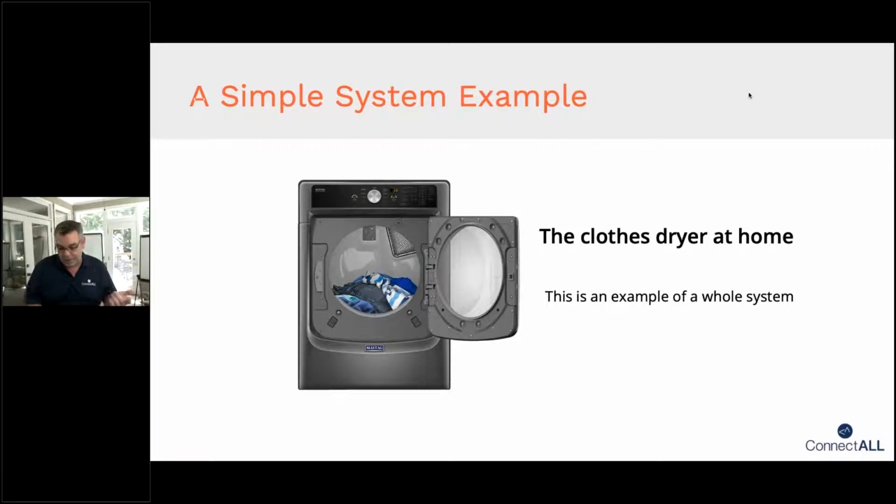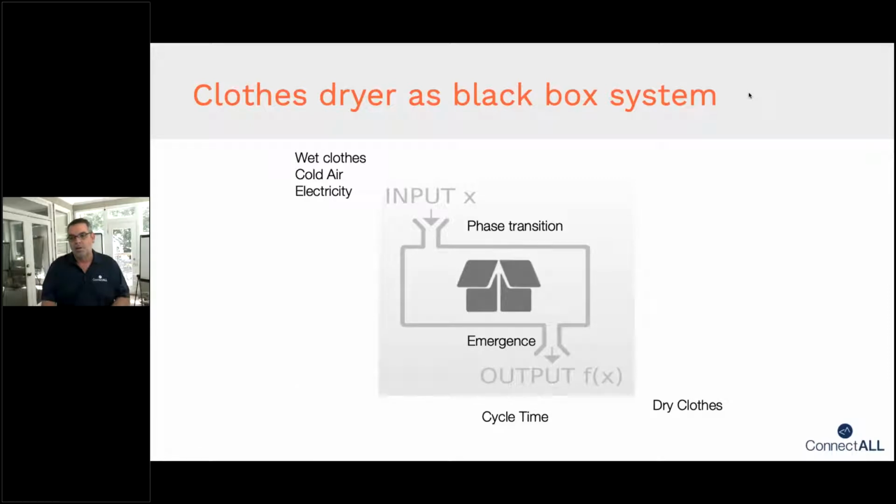As well. But if you were thinking about it only from what it can do, a black box perspective: put wet clothes in, cold air and electricity go into the dryer, go through synergy and phase transition, and emerge as dry clothes. And that's cycle time that flows between. But that's a black box, but there's more to it, right?